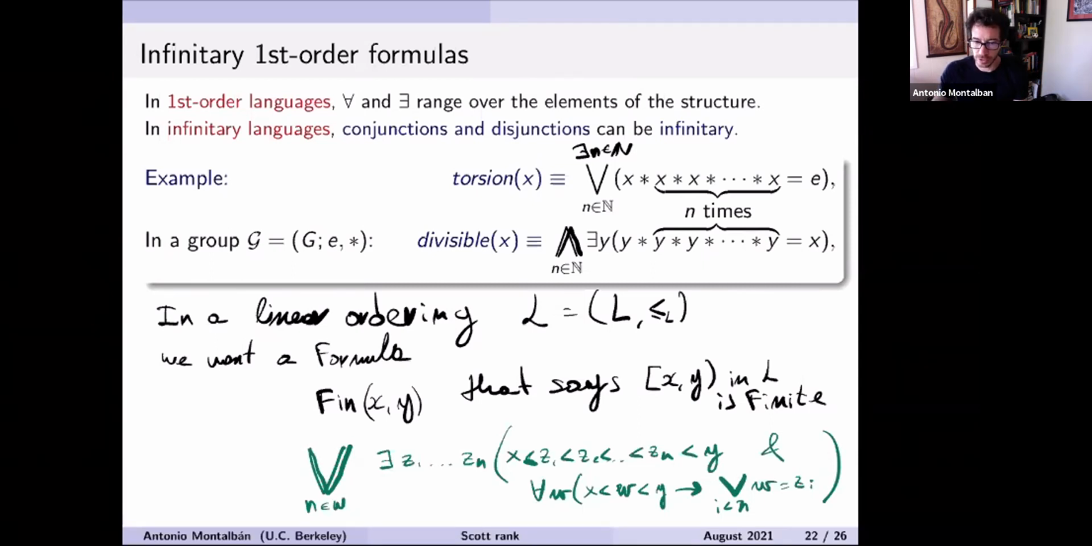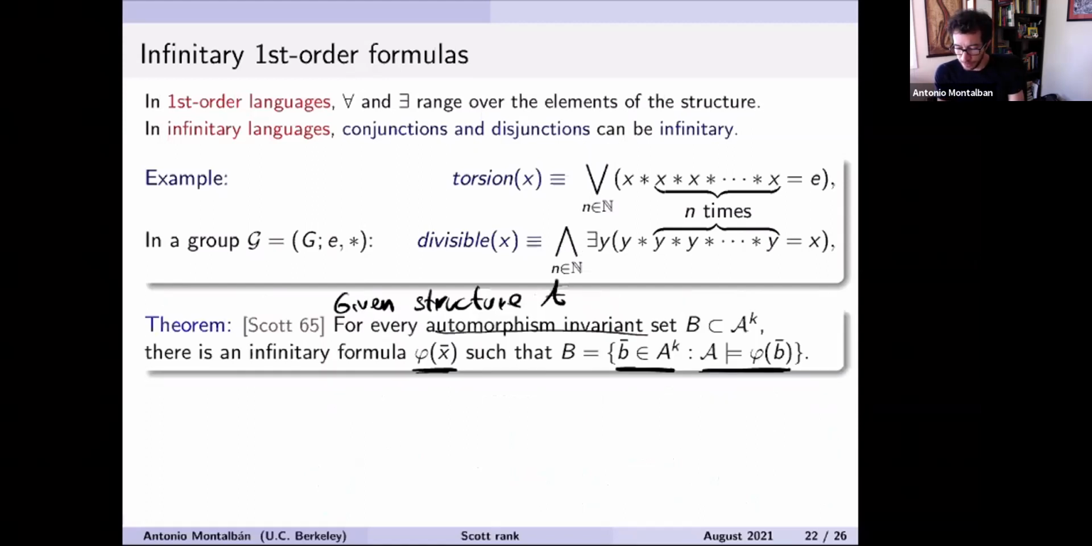We good? Any questions so far? Understanding what these formulas look like? Cool.